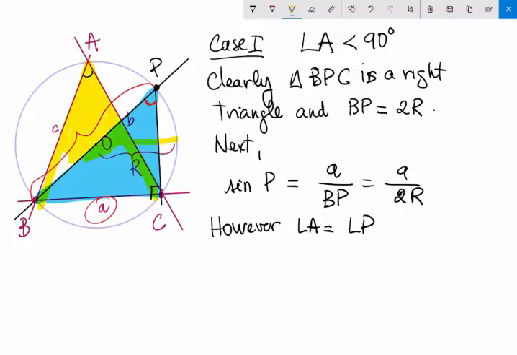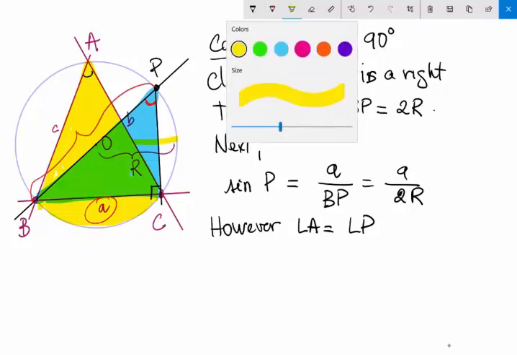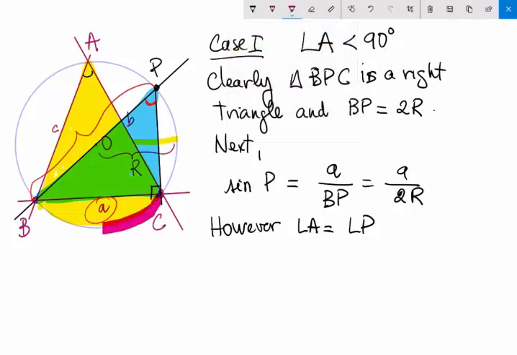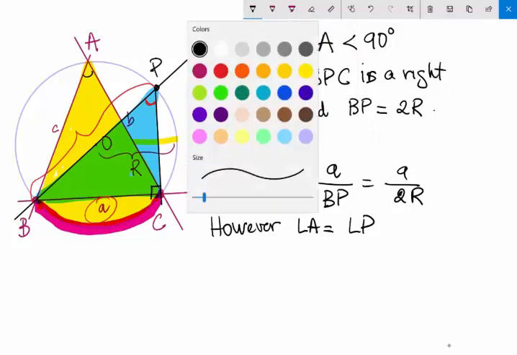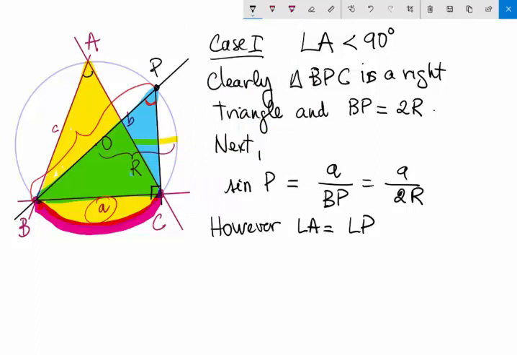Right. So notice that they both subtend the same arc, which is precisely arc BC. Okay. So angle A is equal to angle P, and we can then say that sine of A must be equal to sine of P, which is equal to a over 2R. And that's exactly what we need. So this completes our first case.